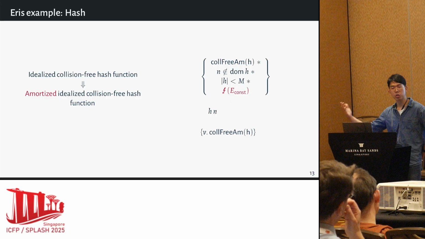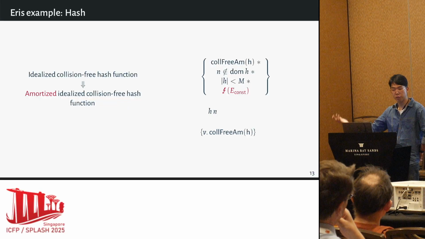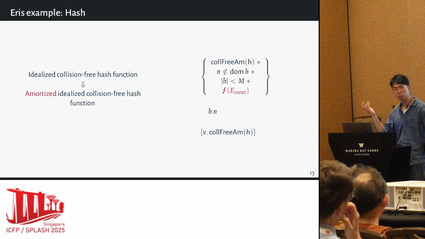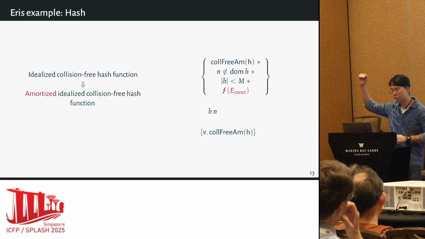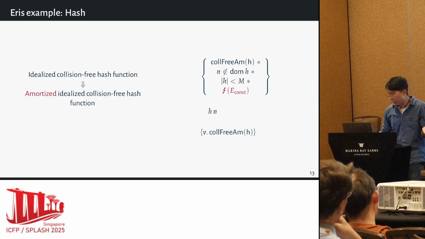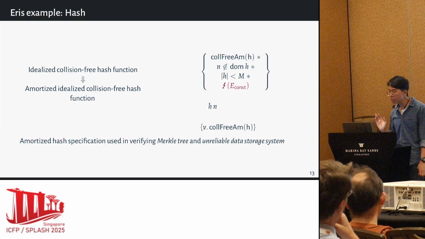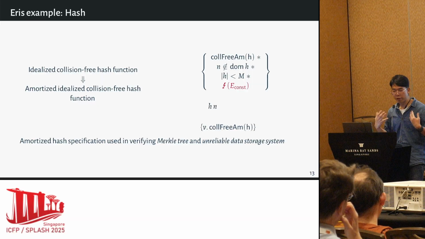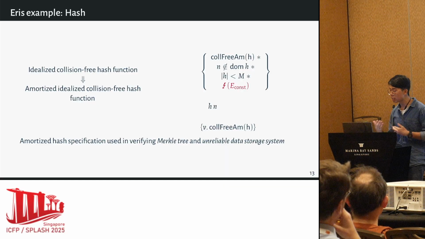And this is easier to use from a client perspective because I don't have to know how many times I have used the hash function before when supplying the right amount of error credit. It's also important to state that we're able to derive this specification just from the specification of the non-amortized version. And with this specification, to show that this is expressive and useful, we use it to implement various data structures like a Merkle tree and an unreliable data storage system. And we can show very nice error bounds on the probability of getting the right results when using these data structures.